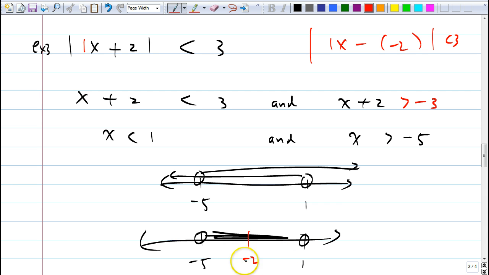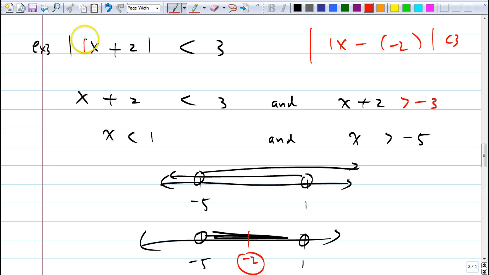What is the number right in the middle of negative 5 and 1? Well, you just take the average. You do negative 5 plus 1, which is negative 4, divided by 2, which is negative 2. And we're looking for all the values of x that are less than 3 units from where? The center, which is negative 2. Does that make sense?